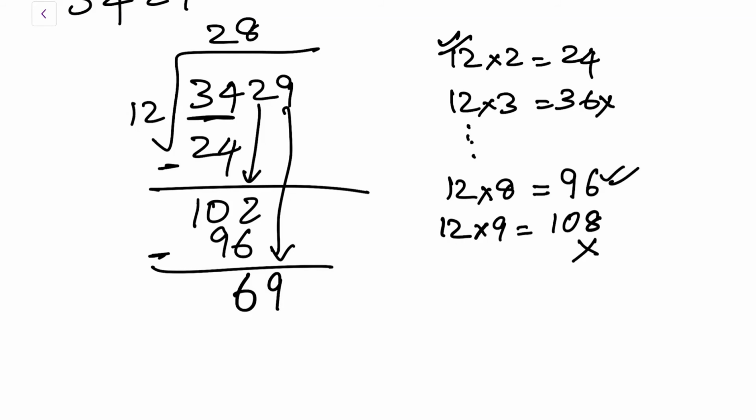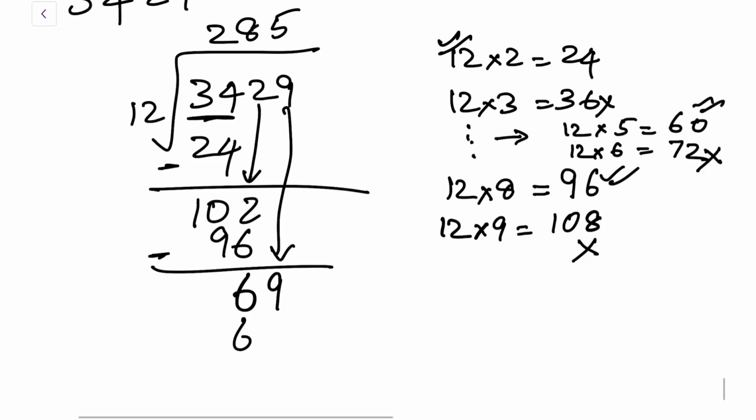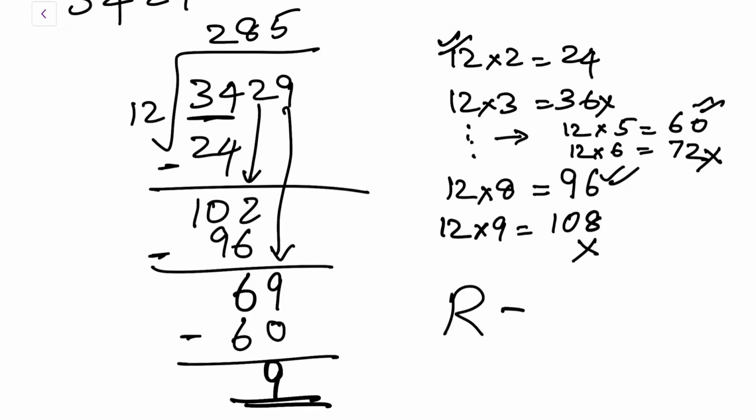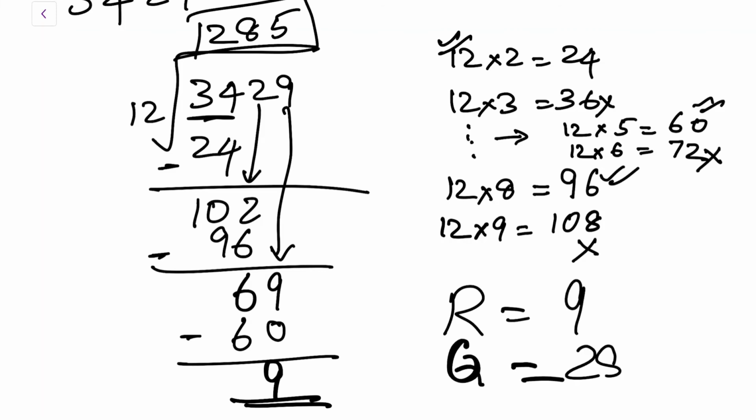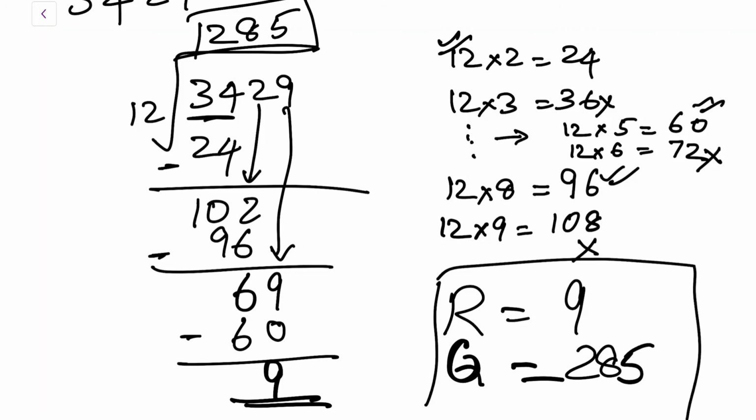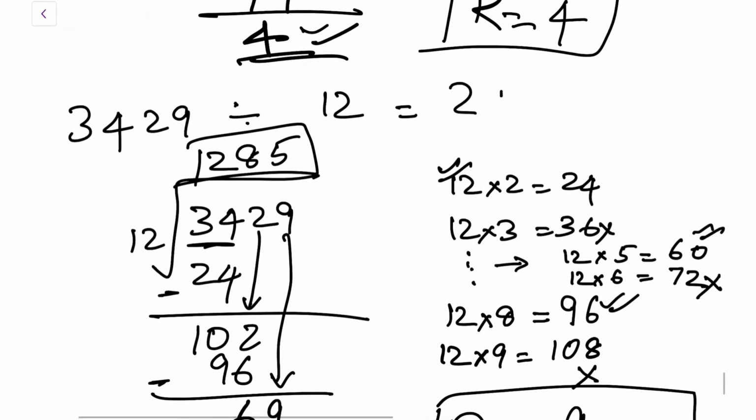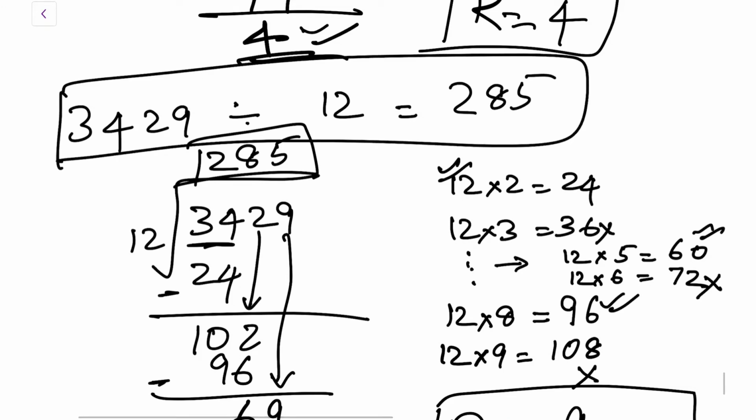Alright? So if you see, you will get 12 into 5 is 60 and 12 into 6 is 72. We cannot take 72 because it is more than 69. So we go with 12 into 5, which is 60. 69 minus 60 is 9. So your remainder is 9 and the quotient is 285. So 3429 divided by 12 is 285 with the remainder as 9.